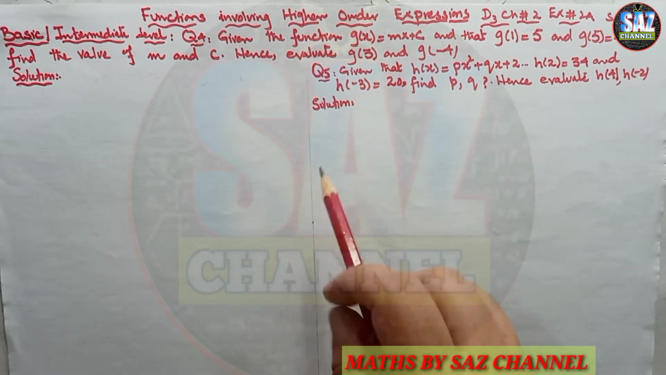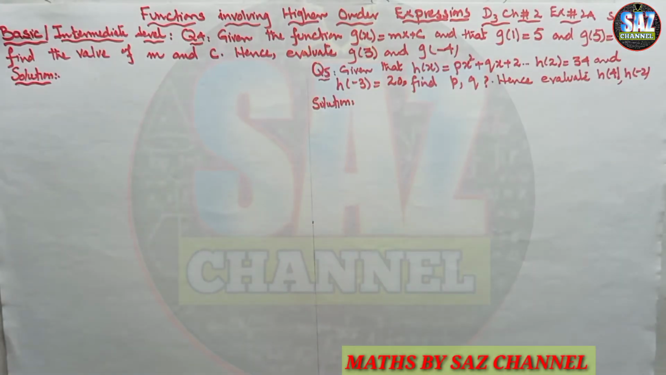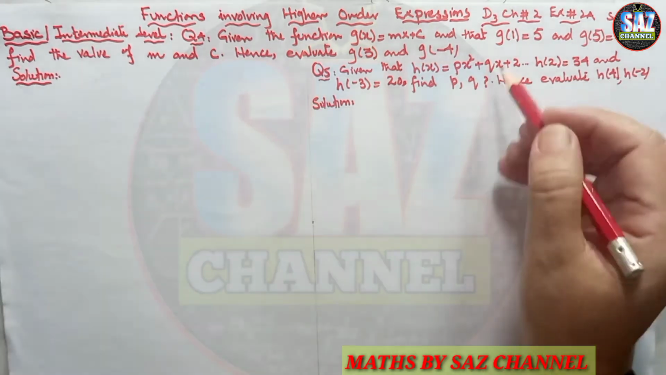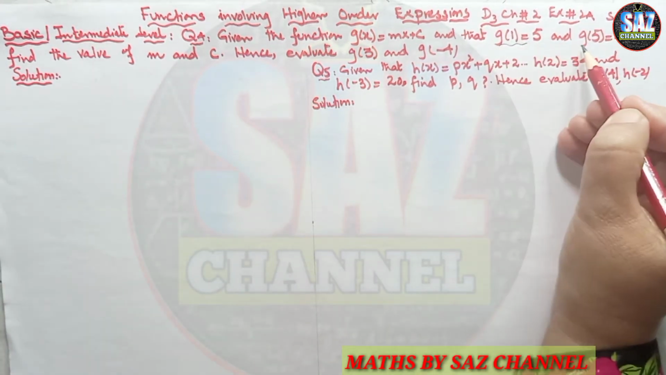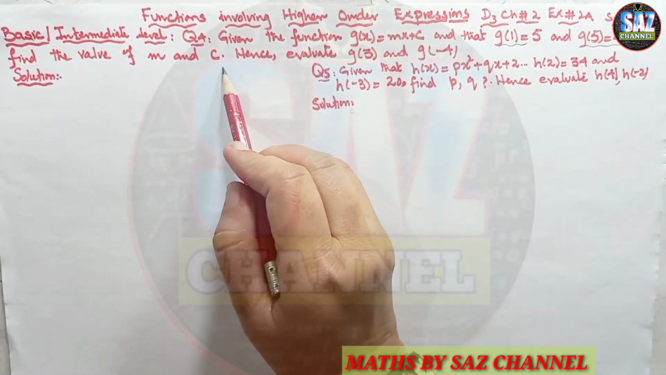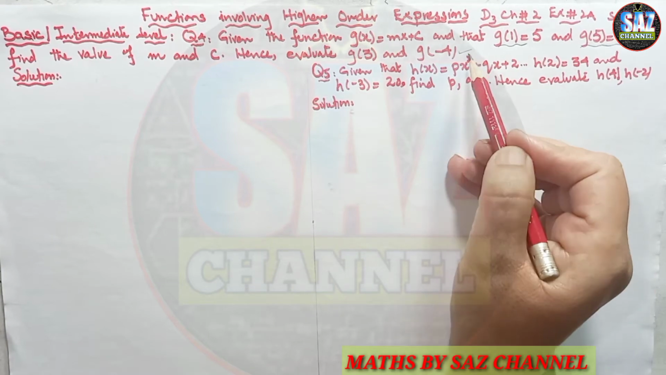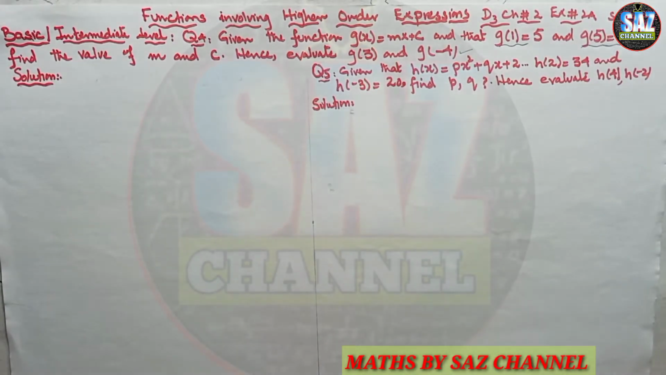Question says, given that the function g of x equals mx plus c, and that g of 1 equals 5 and g of 5 equals minus 4, find the value of m and c and hence evaluate g of 3 and g of minus 4. Let's move to the solution of the question.